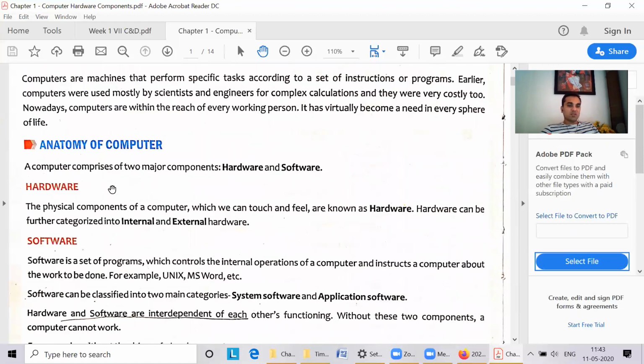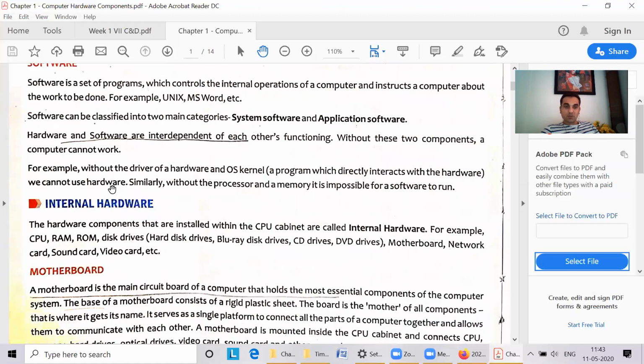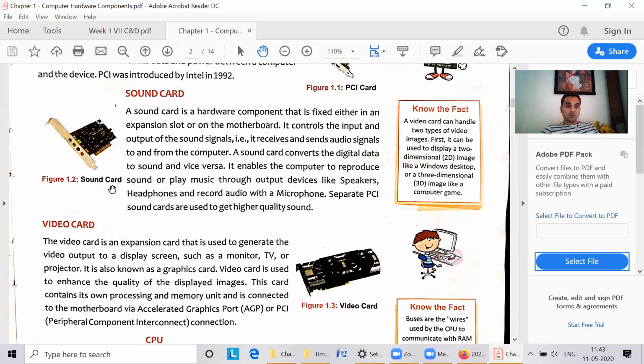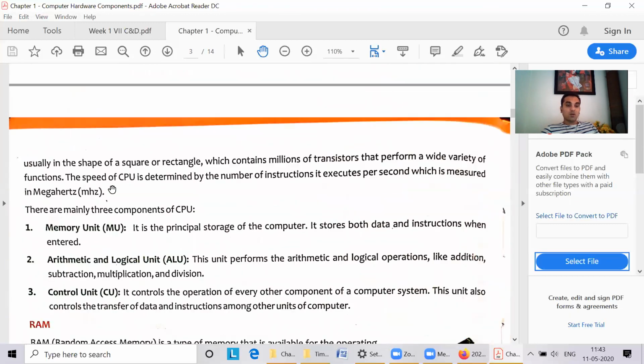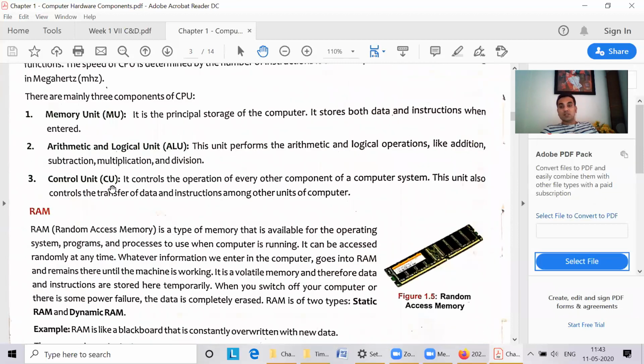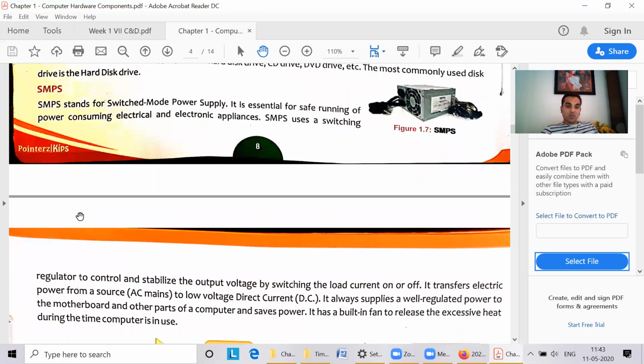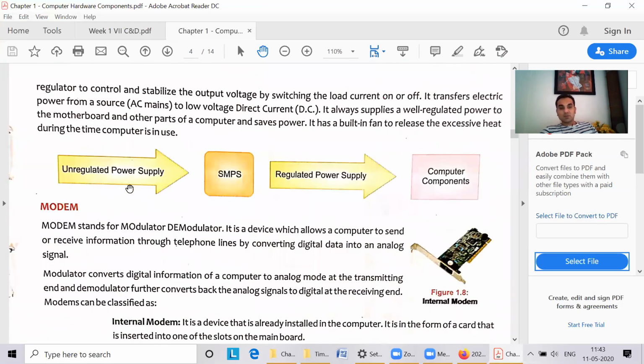What we have done: we have done the anatomy of computer, which contains hardware and software, which is further divided into internal hardware like motherboard, PCI, sound card, video card, CPU. CPU is further divided into three parts: memory unit, arithmetic logic unit, control unit. Then RAM, ROM, three types of ROM: PROM, EPROM, EEPROM, programmable read-only memory, erasable programmable read-only memory, electrically erasable programmable read-only memory, disk drive, SMPS. So up to SMPS we have done.